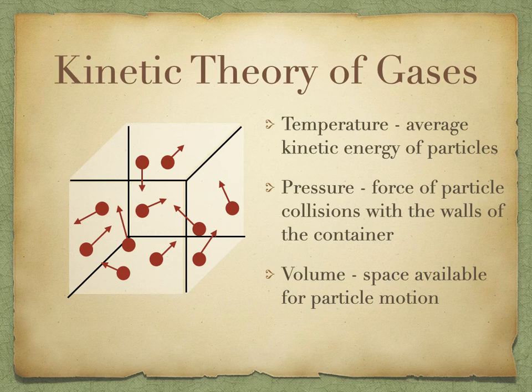And so temperature we described as the average kinetic energy of the particles, or how fast they're moving. Pressure is collisions of the particles with the walls of the container. And volume then is just the free space available for the particles to move about.